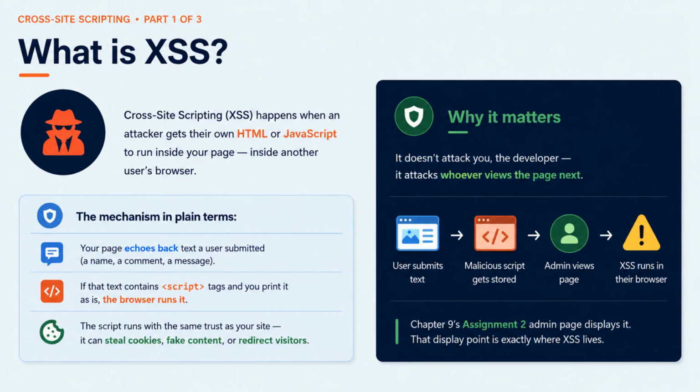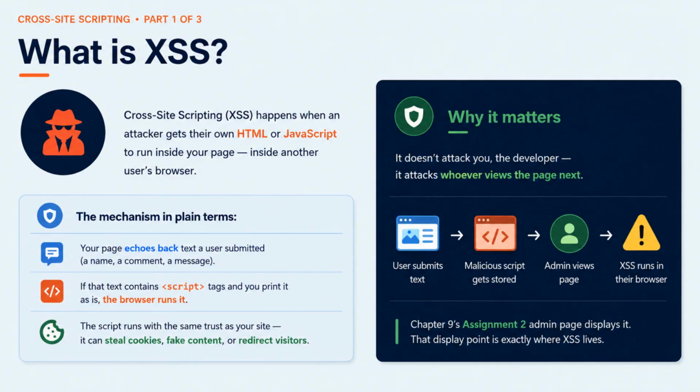Your page echoes back text a user submitted. If that text contains a <script> tag and gets printed as is, the browser can't tell it apart from code you wrote yourself, so it runs it. And because it's now running as part of your page, it has all the trust your site has. It can read cookies, rewrite content, or redirect visitors.